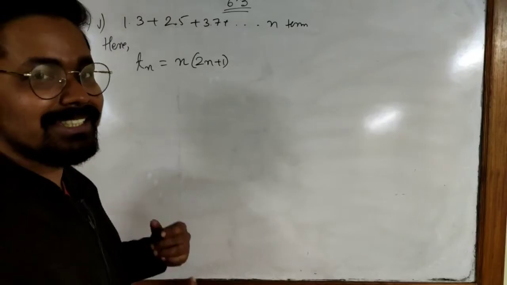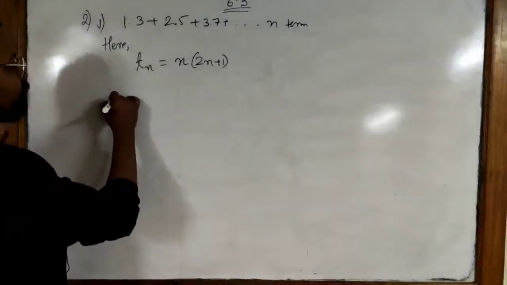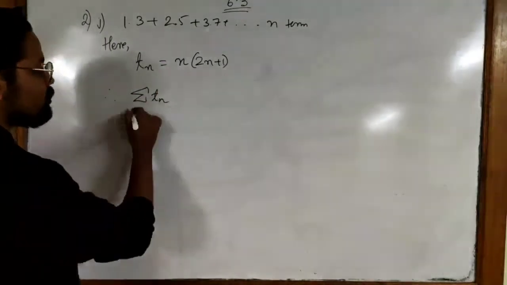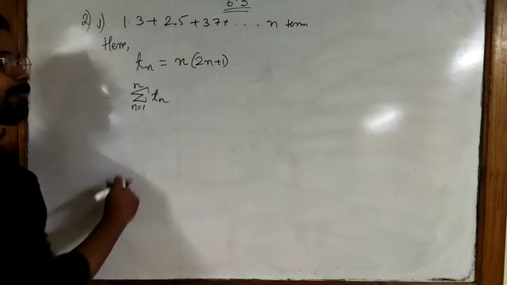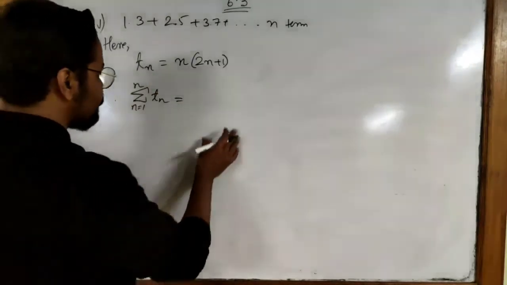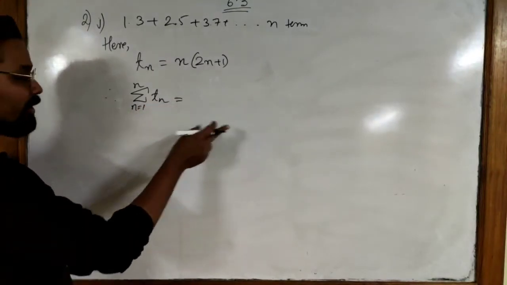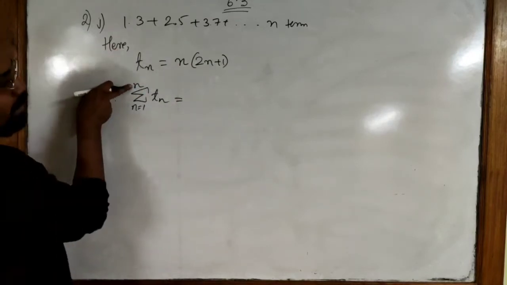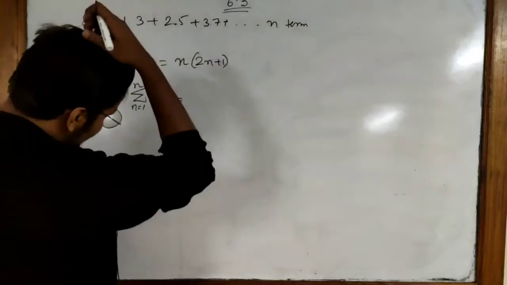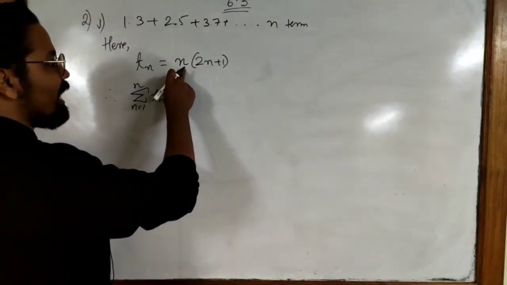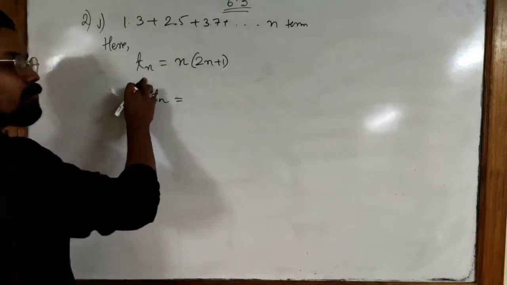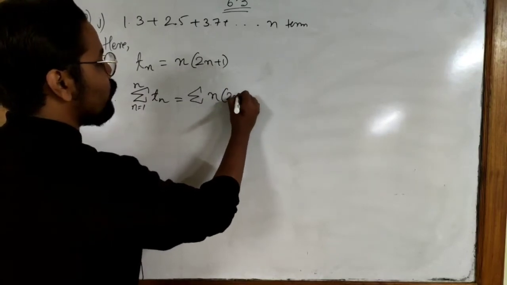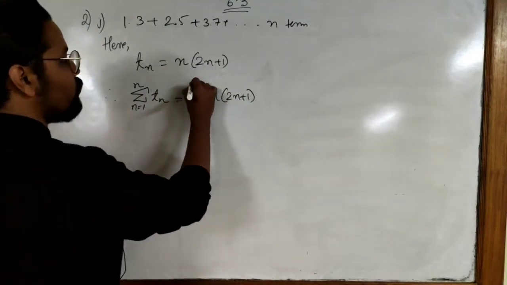So if we have to find the sum up to the nth term, how do we do it? Therefore, summation of Tn, where the value of n goes from 1 to n, will be equal to what? Summation of Tn means you have to keep on adding Tn how many times? For the value of n from 1 to n. It starts from 1, the lower limit, and goes up to n, the upper limit. So how do we do this? That means we need to put the value of n into twice n plus 1 from 1 to n. So summation of Tn will be summation of n into twice n plus 1 from n equal to 1 to n.